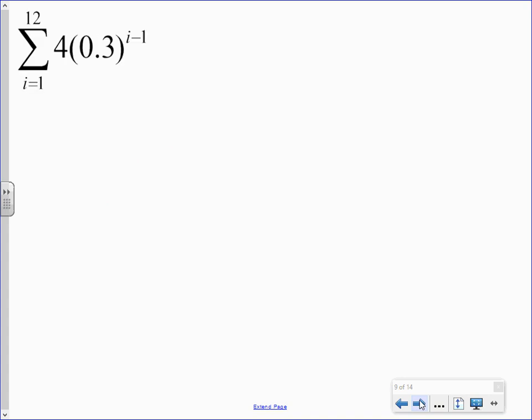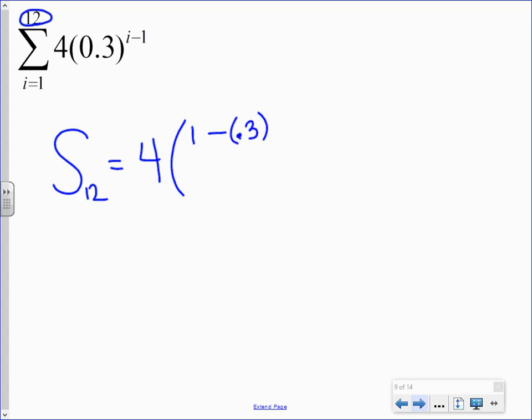Okay, this is your first example, correct? Okay. So, which partial sum are we finding? The 12th partial sum, because that's where we're stopping right there. So our first term is 4. Then we're going to multiply by 1 minus, what is our common ratio? 0.3. Raised to the 12 over 1 minus 0.3.